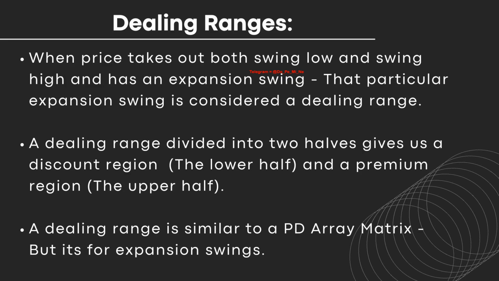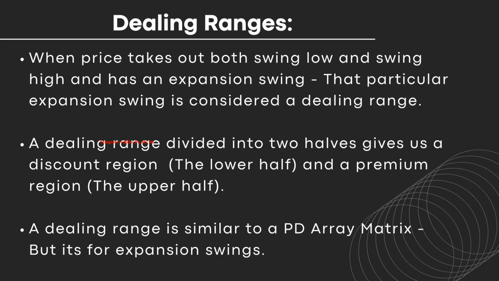This is basically how a dealing range looks and works. A dealing range is formed after price takes out both sides of a range and expands. When that swing is divided into two halves, it gives us a dealing range with discount and premium regions, which we can potentially use for making better trading decisions, or which can assist us in our higher time frame analysis and thought process.